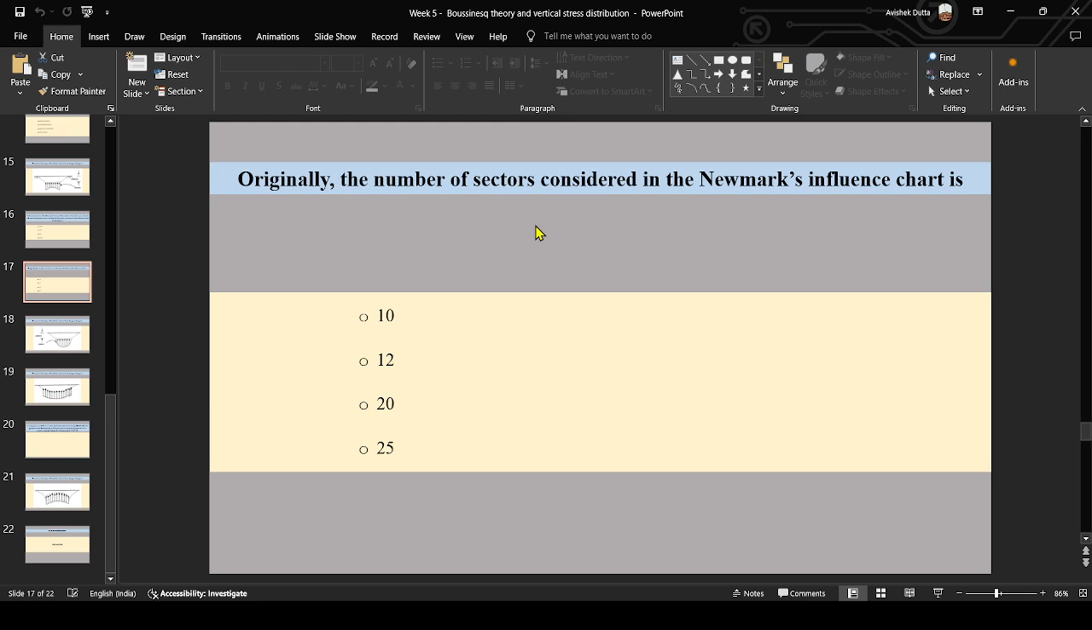I'll repeat the question. Originally, the number of sectors considered in the Newmark's influence chart is, options are 10, 12, 20 or 25. I'll go to the next question.